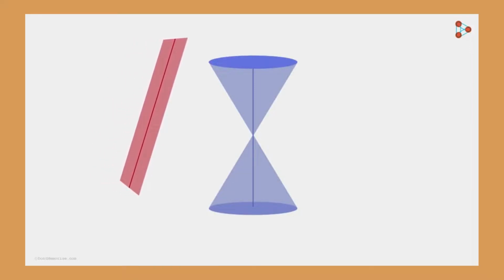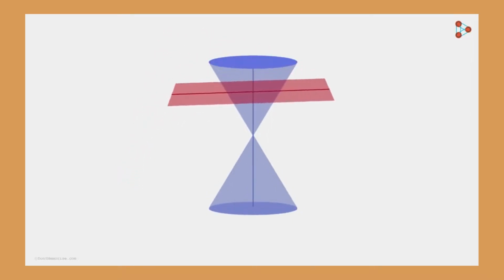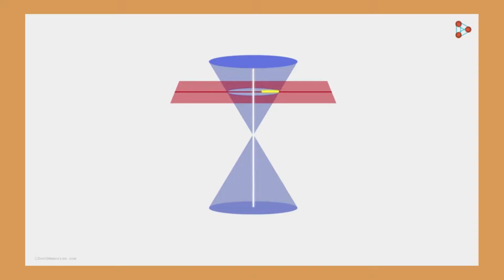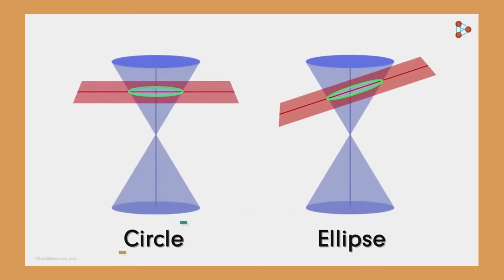In how many ways can a plane intersect this shape here? One way could be horizontally. If a plane intersects the cone horizontally, that is at 90 degrees to this axis, we get a circle. Yes, this shape here is that of a circle. How else can this plane intersect this shape? What if we tilt this plane like this? We get an ellipse. If horizontal, then a circle, and if tilted a bit, then an ellipse.